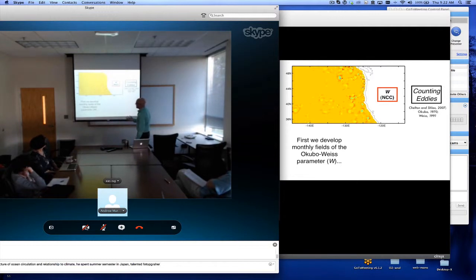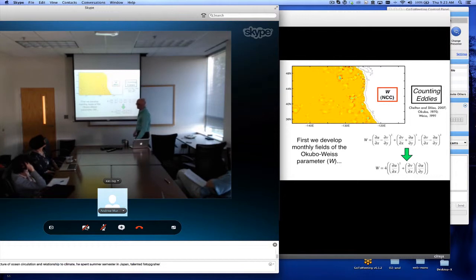So the first thing we do is to develop monthly fields of the Okubo-Weiss parameter, W. And W is not a particularly complicated quantity. All it represents is the dominance of rotation over shearing and stretching. And in a non-divergent environment, it simplifies to this. So when this parameter is strongly negative, it represents an area of an eddy. So you can see these areas of light blue here all represent eddies, or at least potential eddies.